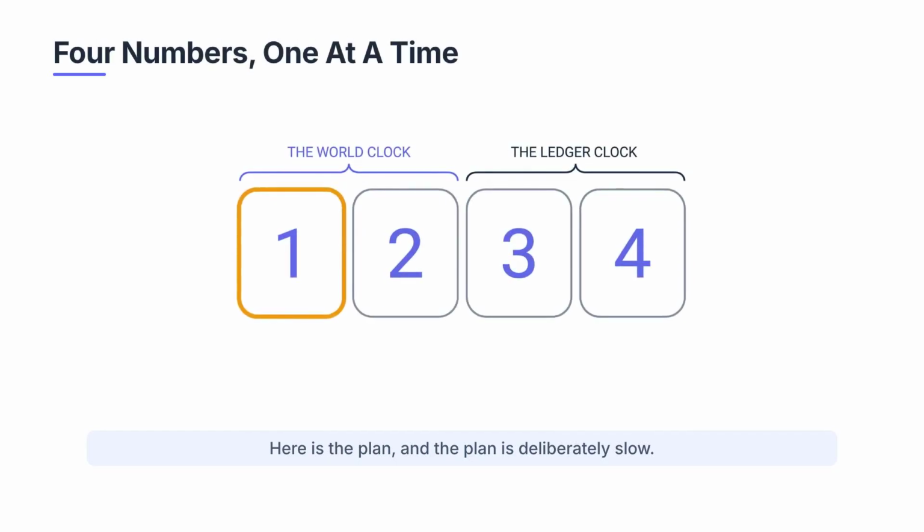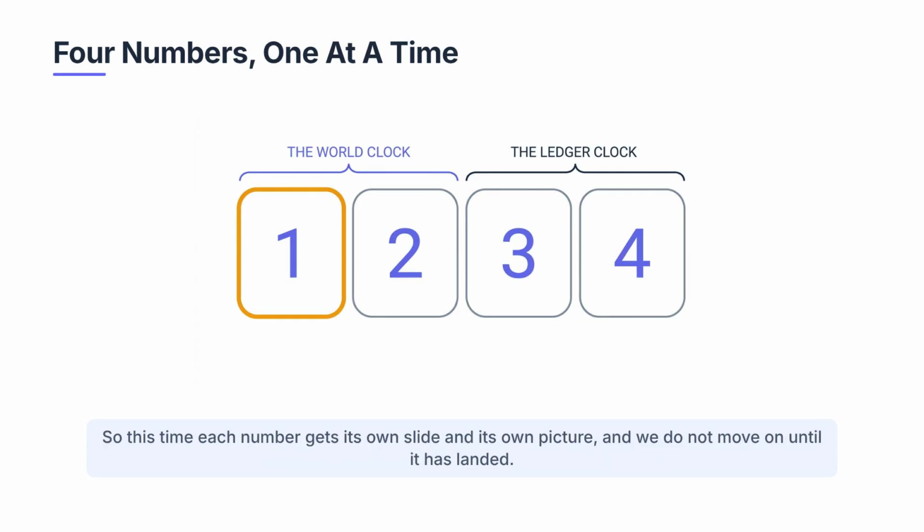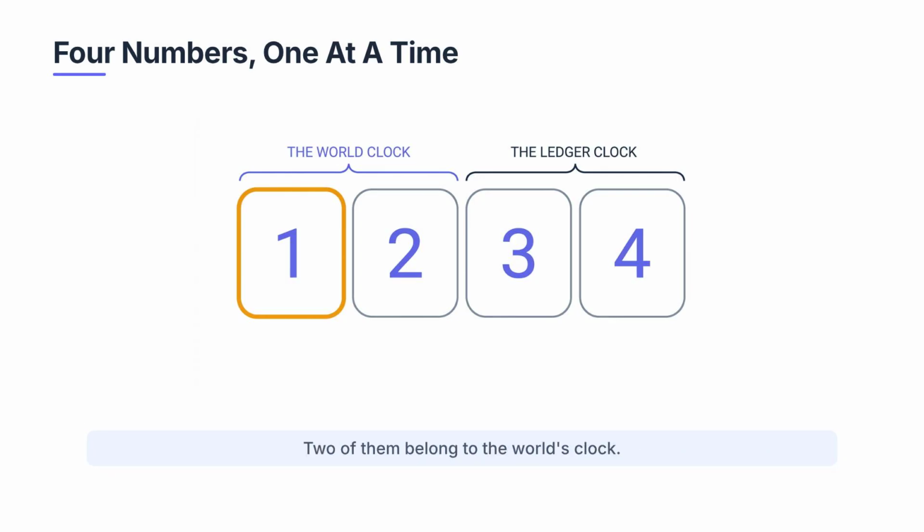Here is the plan, and the plan is deliberately slow. There are 4 numbers to learn today. In the first version of this material, all 4 of them landed on a single slide at once, and the honest result was that nobody learned any of them. So this time, each number gets its own slide and its own picture, and we do not move on until it has landed. 2 of them belong to the world's clock. 2 of them belong to your ledger's clock. You may be mildly bored for the next few minutes and then extremely grateful. I will take that trade.